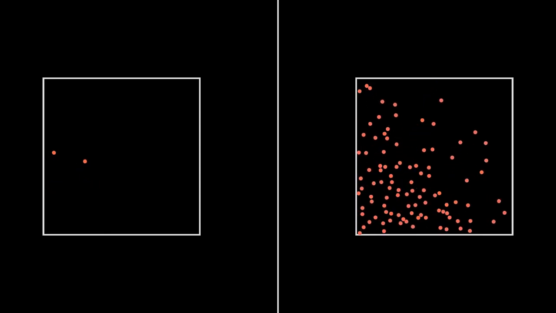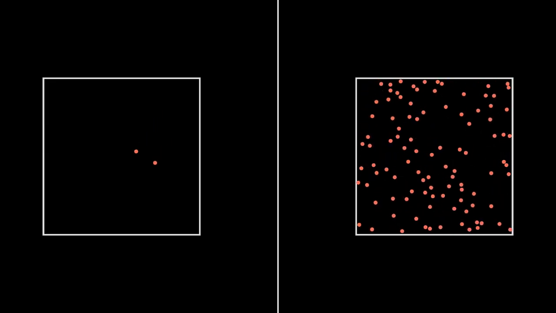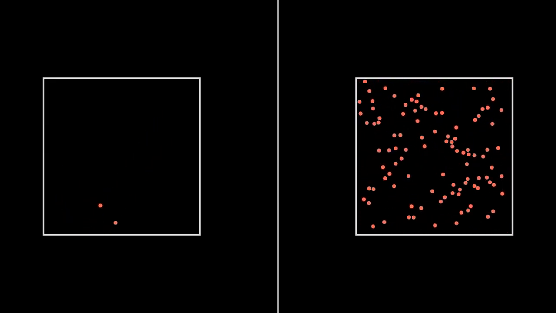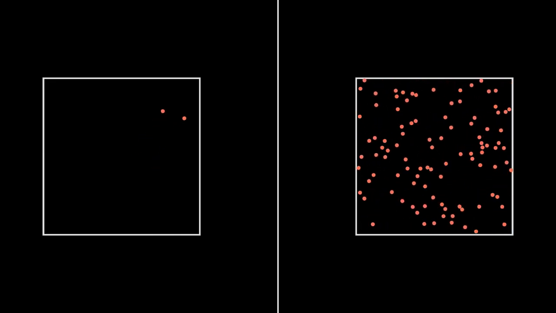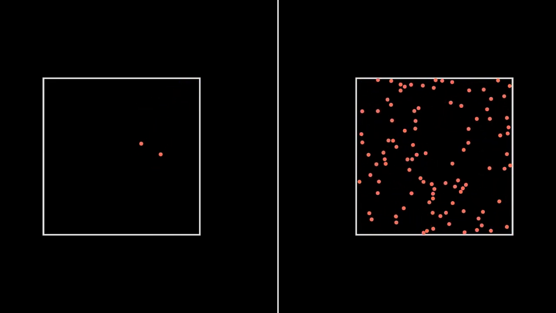Next, we let the video run forward again through the equilibrium. Then reverse it. This time, both boxes behave identically. We can't tell if the video is going forward or backward.